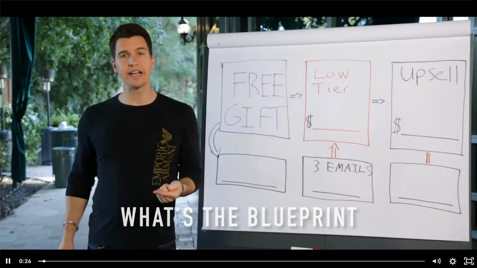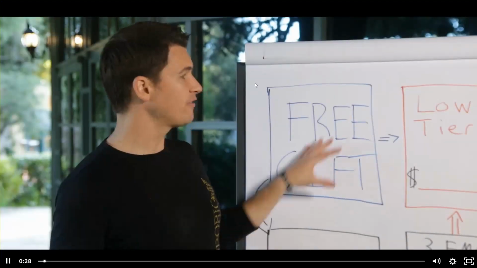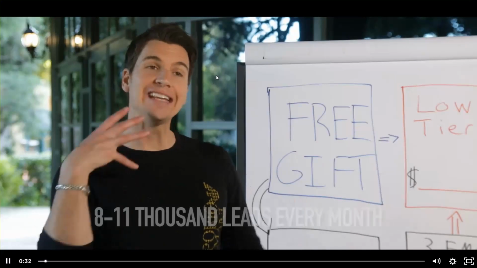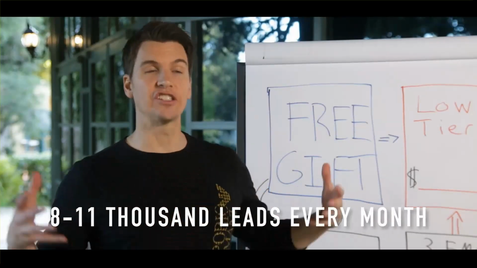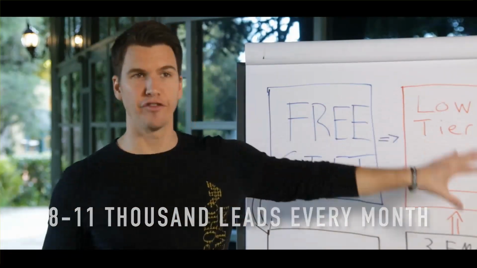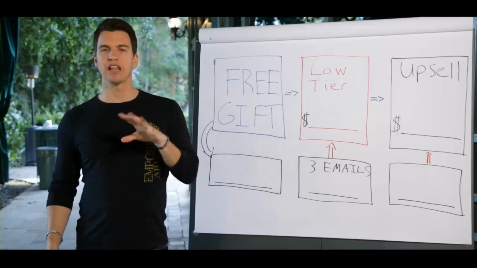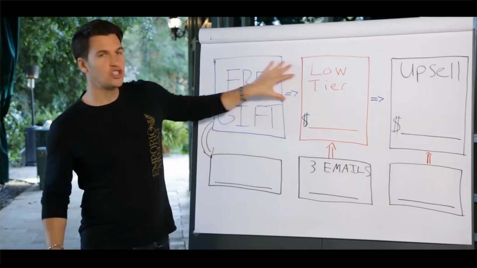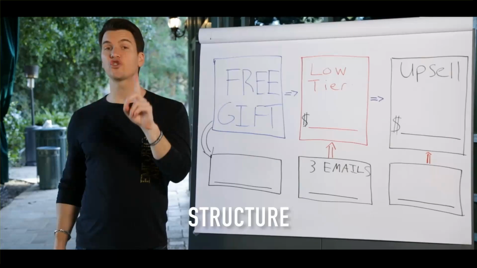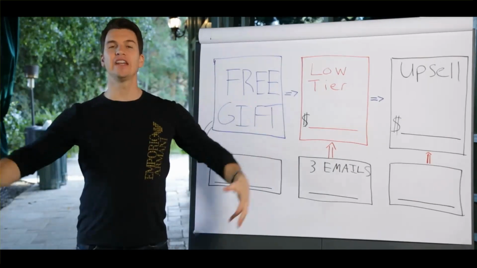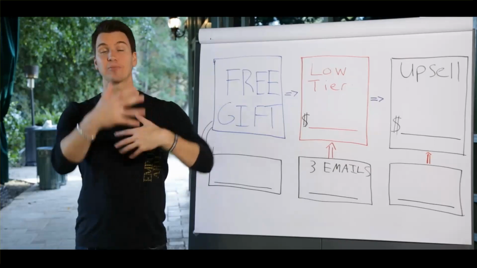What I'm going to share with you right now is a funnel that I've created for my business that actually brings in about 8 to 11,000 leads every single month. This is the blueprint of the funnel. Now I have 3 funnels like this, maybe 4. I have lots of funnels like this, but I'm going to show you the structure. If you learn the structure once of how to create a funnel and what the blueprint is, then you can go out online and you can sell lots of products.